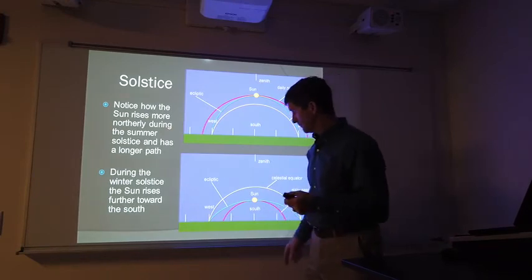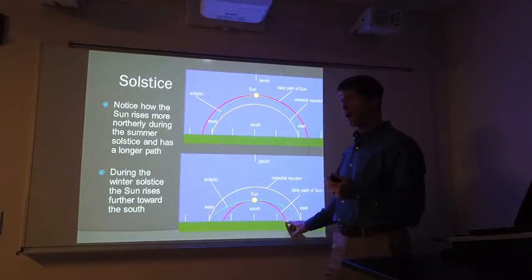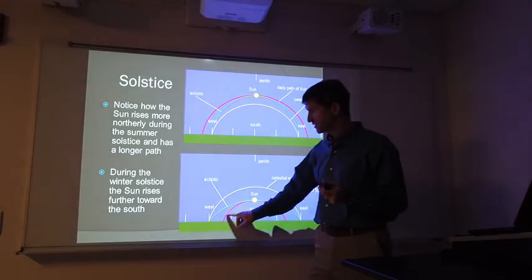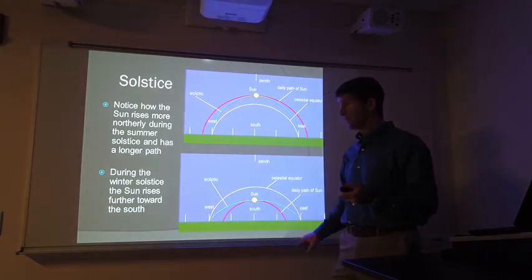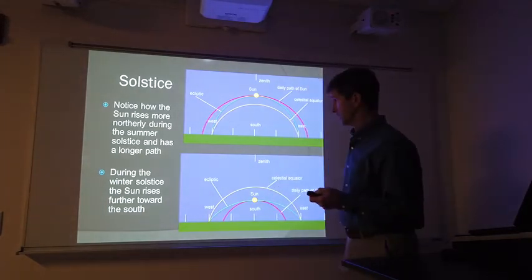In the wintertime, the sun is in the southern part of the sky. It rises south of east and sets south of west, and because the length of the arc is much less, it's not going to be up as much.